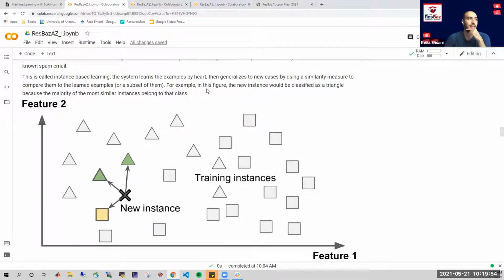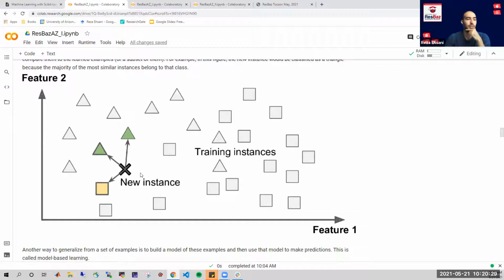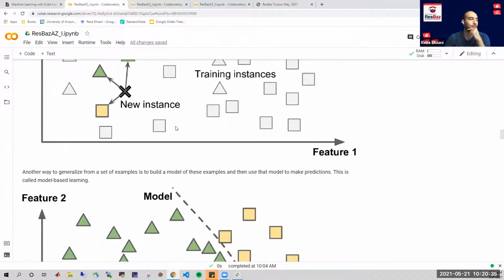The system learns examples by heart, and then generalizes to new cases by using a similarity measure to compare them to the learned examples or a subset of them. For example, here we have a class which is yellow squares, another class which is green triangles, and then a new instance here. It starts to measure the distance between this instance and other instances which are close to it. Based on that, the model can tell us whether this is a green triangle or a yellow square. The most famous method which uses this kind of technique is k-nearest neighbors, or KNN.